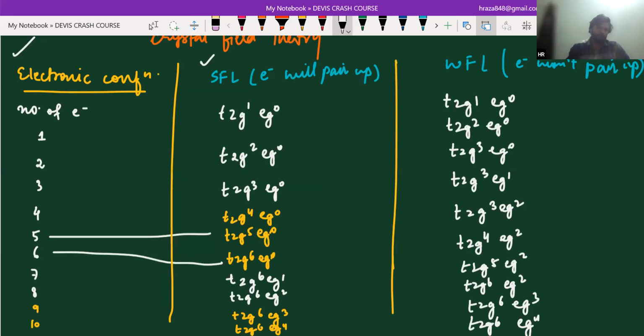Now we are going to see the spectrochemical series, with which we can easily tell which one is a strong field ligand and which one is a weak field ligand. Okay, so can I change the slide?